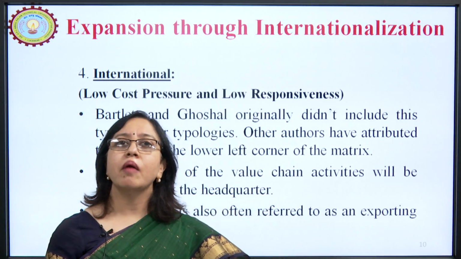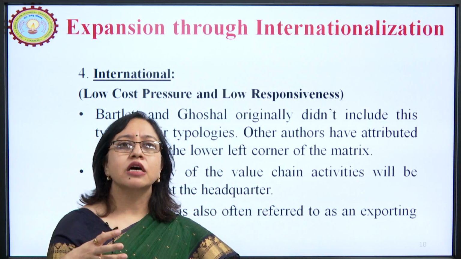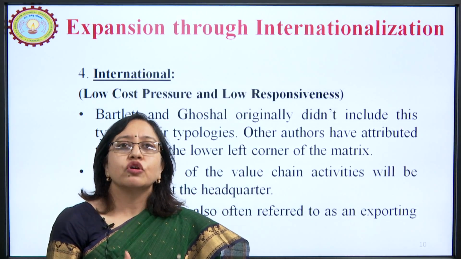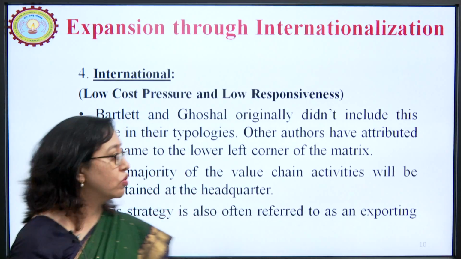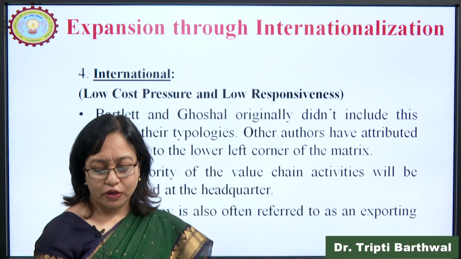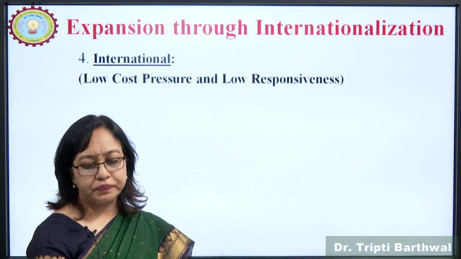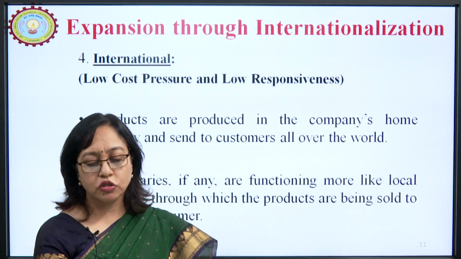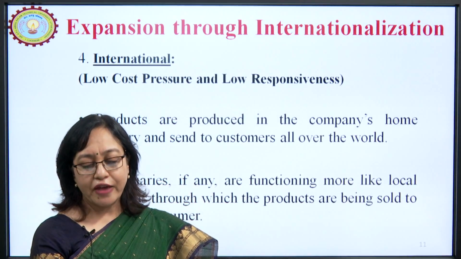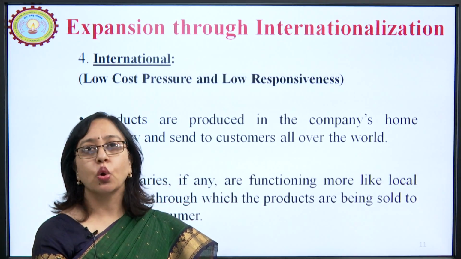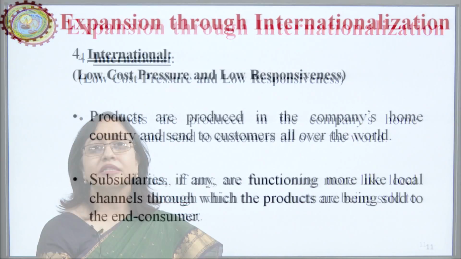It is very common among wine suppliers of Italy and France, or for example, mango suppliers of India, people who export mangoes. They will not be worried about the cost or the local responsiveness. Products are produced in the company's home country and sent to customers all over the world. Subsidiaries, if any, function more like local channels through which the products are sold to the end customer. So this is all four international strategies.